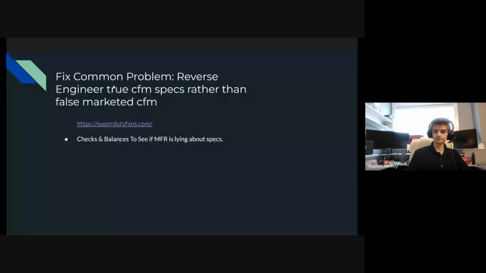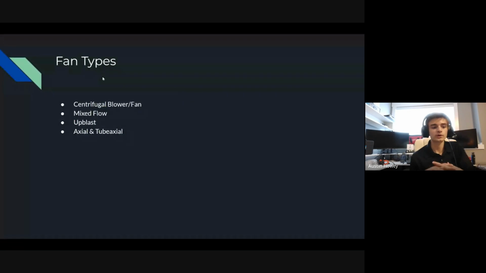All right. So we're going to talk about the different types of fans, and I feel like there's a lot you can learn about this, because there are certain types of fans that offer higher static resistance, and some that are extremely inefficient but will move air through a long amount of ductwork. So you have centrifugal, blower fans, mixed flow fans, upblast fans, and tube axial fans. You could also call them vane axial, but they're pretty much the same as axial.